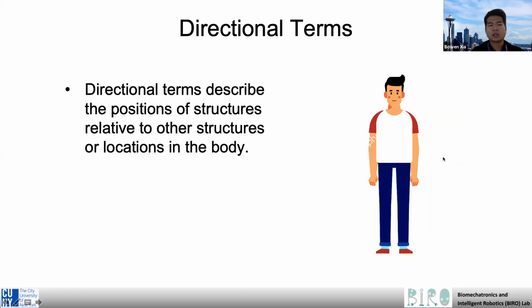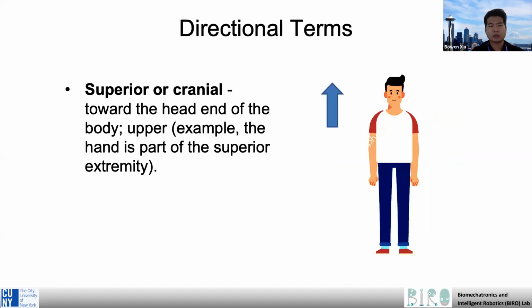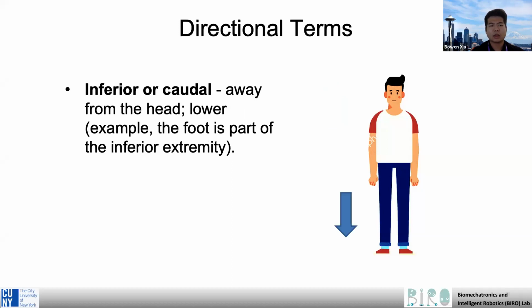Direction terms describe the positions of structures relative to other structures or locations in the body. Superior, or cranial, is towards the head. For example, the hand is part of the superior extremity. Inferior, or caudal, is away from the head, lower. An example is the foot. The foot is part of the inferior extremity.